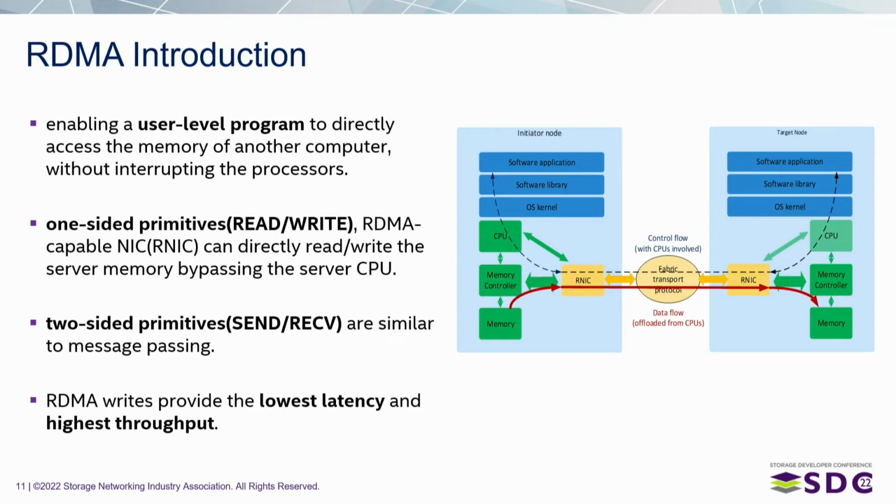The second mode is the two-sided primitive. We use the send and receive instructions, similar to TCP/IP message passing. So the dash line at the top is the control flow, and the control flow is the two-sided primitive. The target node CPU will be involved.